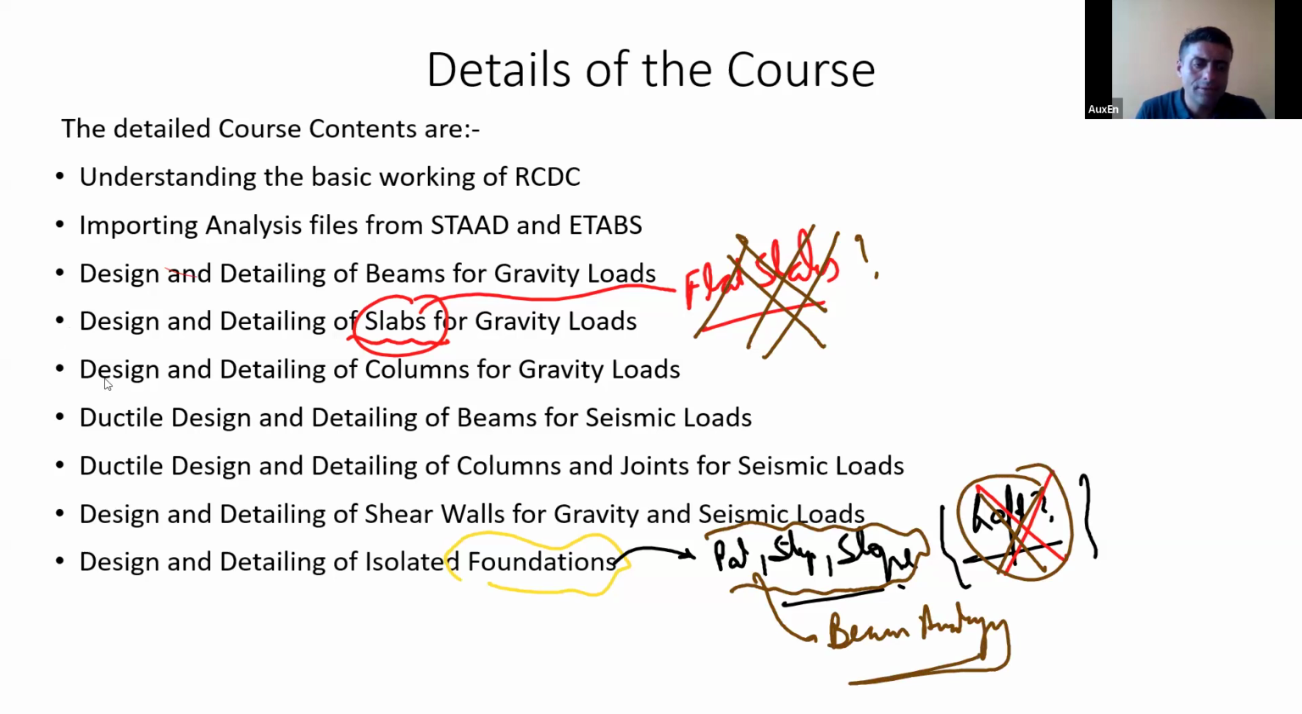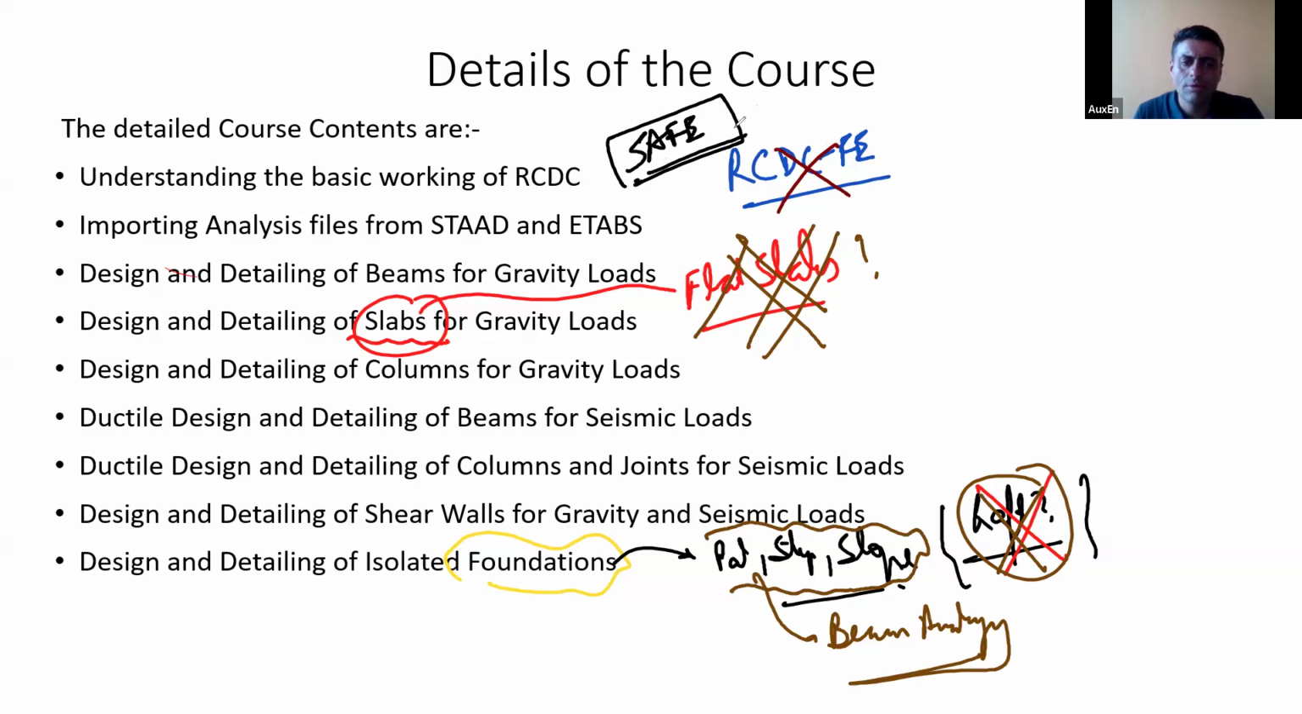Okay. So if you want to do flat slabs, rafts, then you need to go to RCDC FE. Okay, which is a different software. FE stands for finite element. So you need to go to RCDC FE. But then if you want to do flat slabs or raft, just go to SAFE. Okay, don't go to anything else. I think SAFE is one of the best softwares when it comes to rafts, flat slabs, etc. Okay, so forget about RCDC FE. Just go to SAFE if you want to do flat slabs, if you want to do rafts, etc.